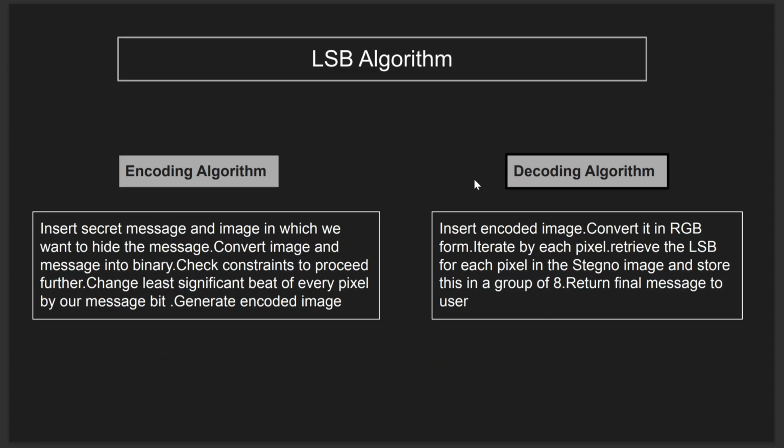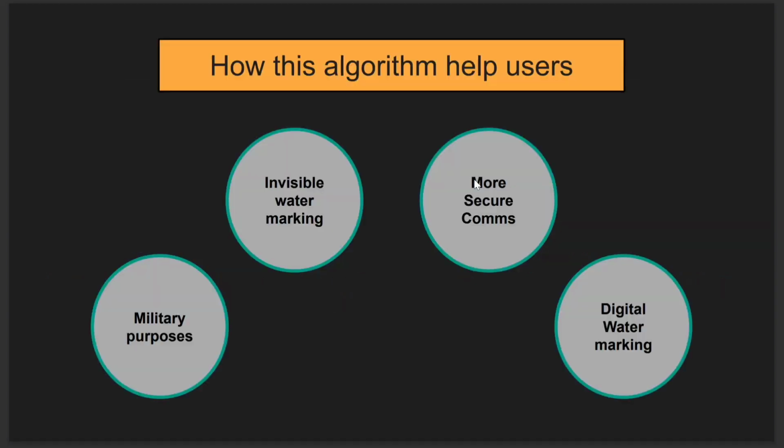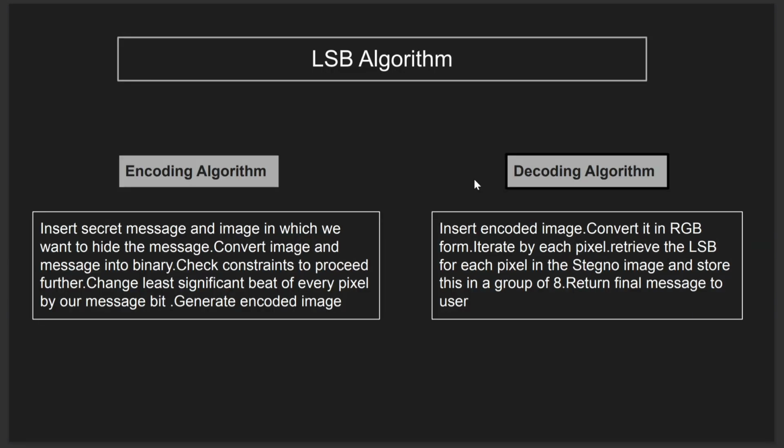So now I will explain the LSB algorithm in detail. The LSB algorithm is divided into two parts: image encoding and image decoding. In the encoding part, we will take an image and our secret message. Now we will convert both into a binary format. The message will be inserted only if its length constraint is satisfied. We will flip the least significant bit of each pixel value with our message bit.